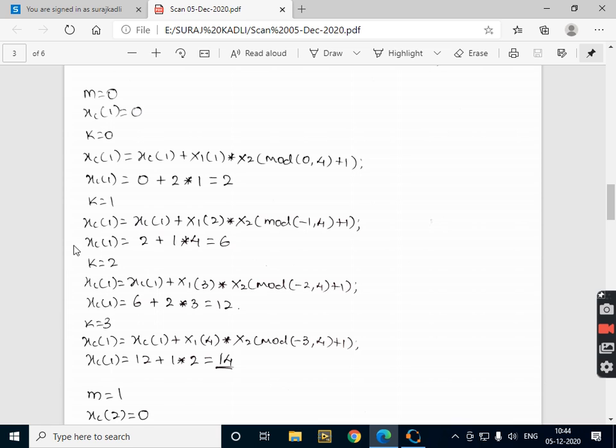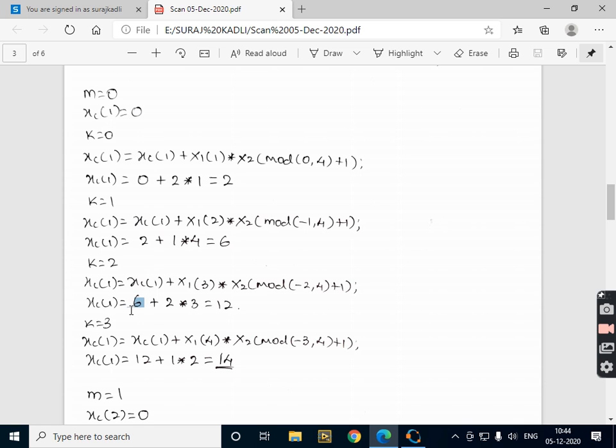So again, the inner for loop will be incremented once for k equals to 2. This will be redone. Xc of 1 equals to xc of 1 plus x1 of 3 multiplied by x2 of mod m minus k. M is 0, k is 2, so it will be minus 2 comma 4 plus 1. Mod of minus 2 comma 4 is 2. 2 plus 1, 3. X2 of 3, whose amplitude is also 3, and x1 of 3 is the third sample in the first sequence, whose amplitude is 2. 2 into 3, 6. 6 plus 6.